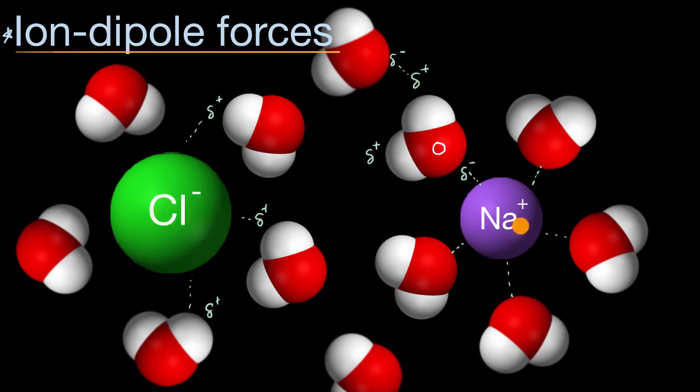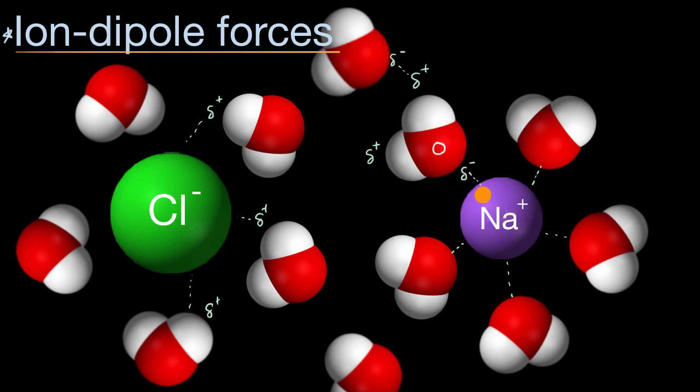So instead of a sodium with a positive 1 charge, if you had a calcium ion that had a positive 2 charge, then the partially negative ends of the water molecules would be even more strongly attracted. You would have stronger ion dipole forces. Similarly, if you have stronger dipole moments, that will also make the ion dipole forces stronger, or vice versa. If you had a molecule that had a weaker dipole moment, you're not going to have as strong ion dipole forces.